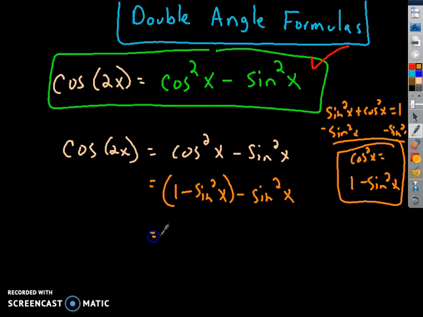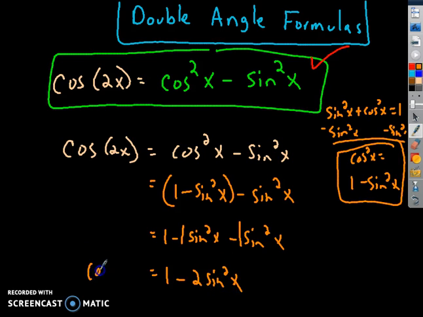So what you have is 1 subtract sine squared x subtract sine squared x. There's no number in front of the parentheses, so I can drop it off. So what I have is a negative sine squared x plus another negative sine squared x. So negative 1 sine squared x subtract another 1 sine squared x is a negative 2 sine squared x. So a third formula for cosine of 2x is this.